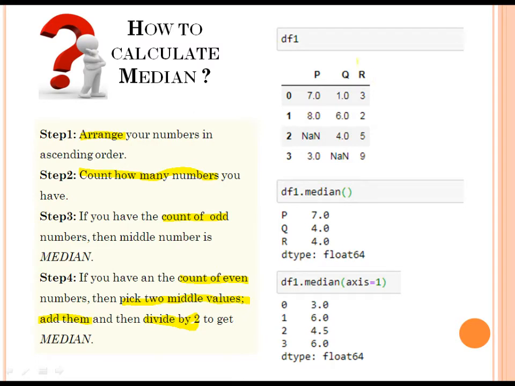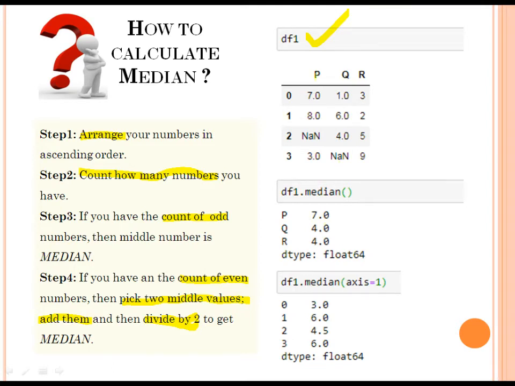Okay. Now just see the data frame. This is the same data frame which I discussed earlier, df1. df1 has 3 columns, P, Q and R. Now see how we can calculate the median. Here the median of P is 7.